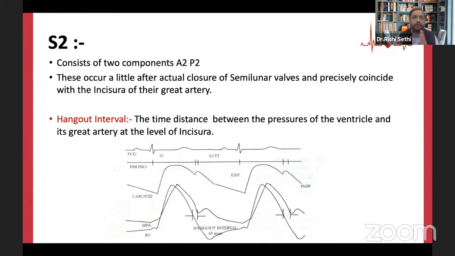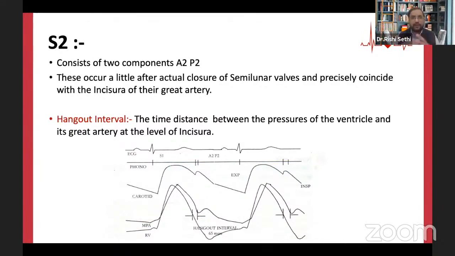So the hangout interval in aorta would be somewhere around 20 to 30 milliseconds. So it will expand and it will come back faster. So A2 will come before. So the shorter the hangout interval, the earlier that particular A2 or P2 will come. So the hangout interval of aorta is much less than the pulmonary interval, for the simple reason that aorta is much less compliant than the pulmonary artery.